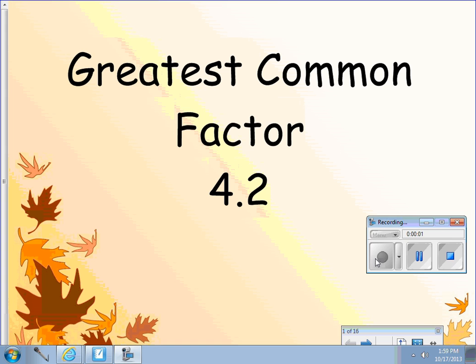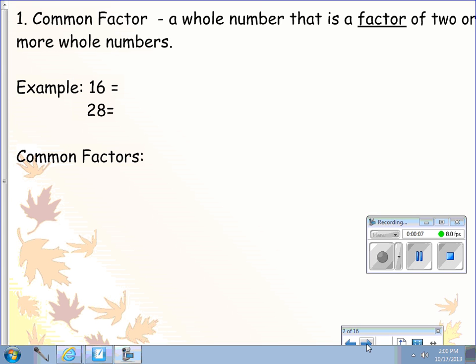Into the next lesson, we're going to be discussing the greatest common factor. A common factor is a whole number that is a factor of two or more whole numbers. So in this first example, we're going to list the factors of 16 and the factors of 28.